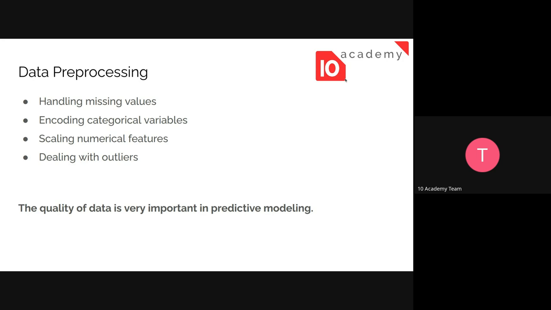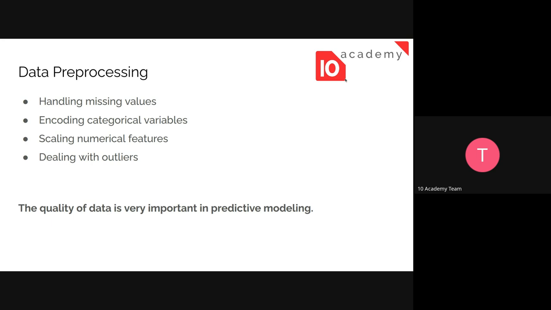So for instance, if a customer is not using the internet, the kilobyte is going to be none. So if we impute it, it's going to be an error, right? It should be zero, not the minimum or mean. So we need to understand what it means before we impute. And then we can encode categorical variables.